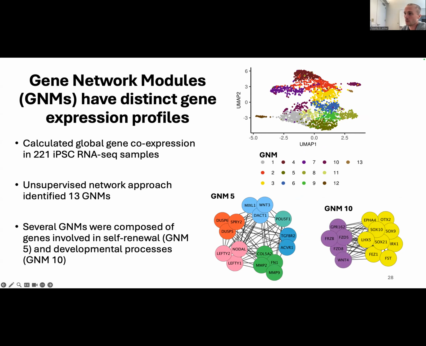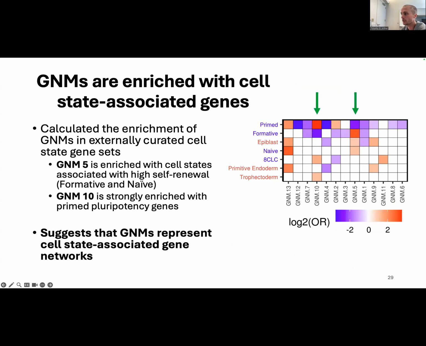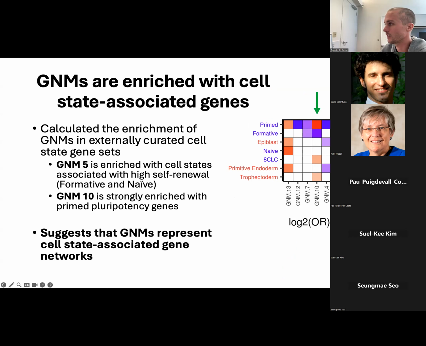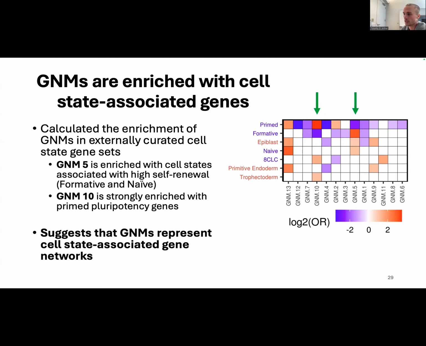We wanted to generate gene networks across these lines. So we calculated the global gene co-expression using 221 iPSC RNA-seq samples and used an unsupervised network approach to identify modules of genes that are associated with each other. We used external gene sets to perform enrichment of genes within these gene network modules, or GNMs. And we found that GNM5 is enriched with epiblast and naive gene sets, while GNM10 is primarily enriched in the primed gene set.